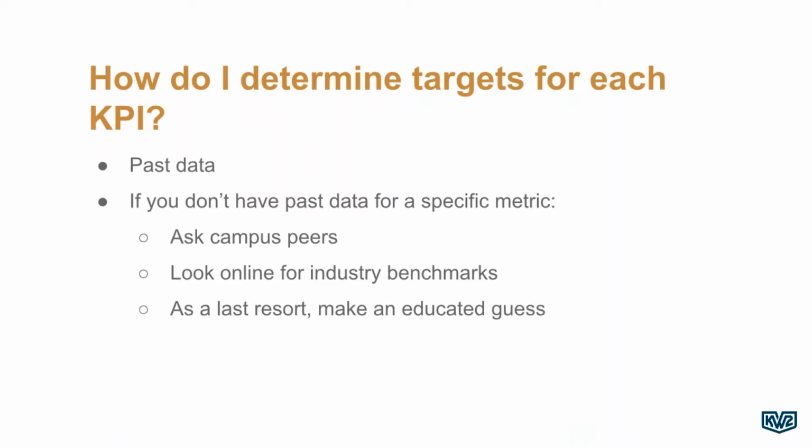So if you don't have past data, we recommend starting with any campus peers that you may have, because you never know, they might have a wealth of information about what they're seeing on their website currently. And you can base some of your targets on theirs. You could look online for some industry benchmarks. So there's a lot of good information out there about higher education marketing specifically, or you can just look at general metrics for on-site conversions and things like that. And then as a last resort, you can make an educated guess, or you can just say, we'd like to see more than right now.